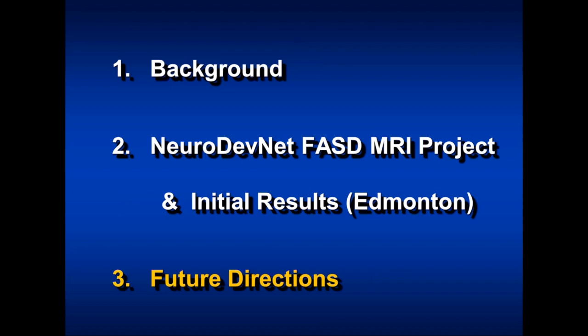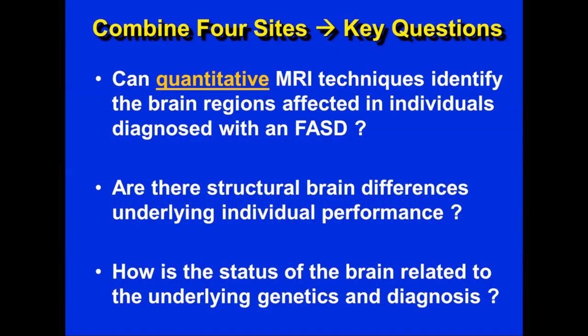The future directions, as I mentioned, is we hope to combine the data from all four sites. We have 182 subjects in total that we need to look at, and the goals are threefold. One, can quantitative MRI techniques identify the brain regions that are affected in individuals that have been diagnosed with an FASD? And then, of course, one of the goals is to start to decipher whether there are differences in brain changes depending on the diagnostic category.